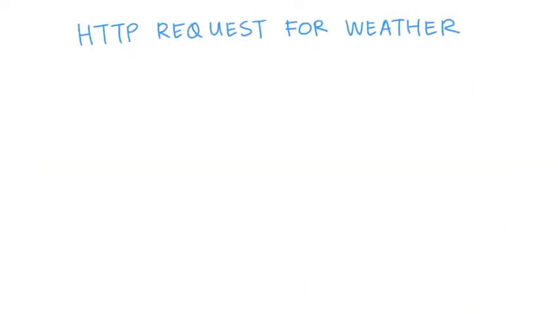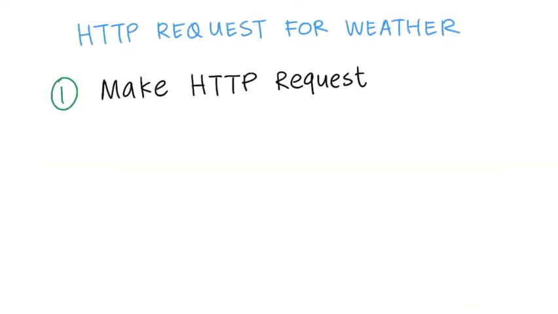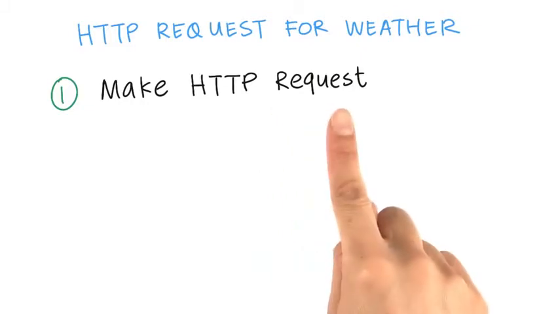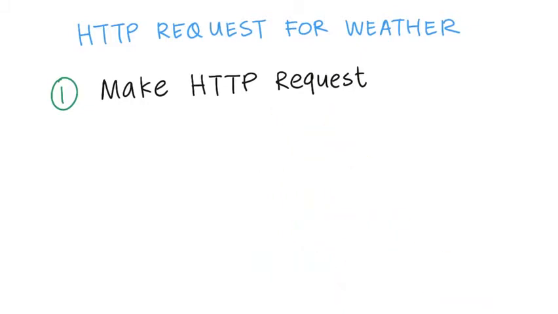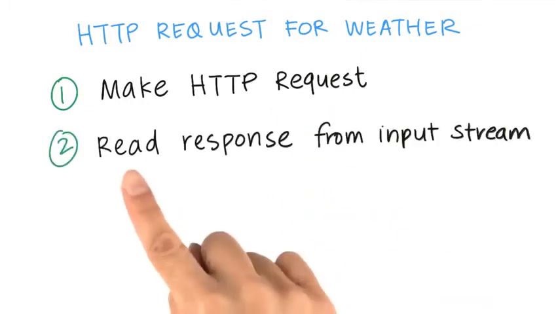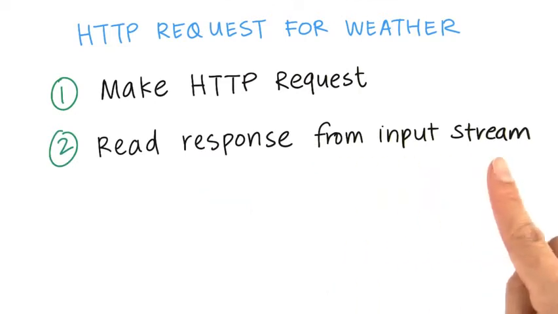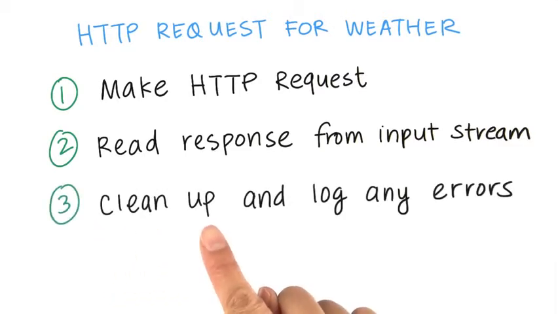To fetch the data from Open Weather Map within our app, first we need to make an HTTP request to the API at the URL that we decided on earlier. Then we need to read the response from the input stream to get a JSON string. It hasn't been parsed yet, but we'll worry about that later. Then we clean up by disconnecting the connection and closing any input streams. We also log any errors that we catch.